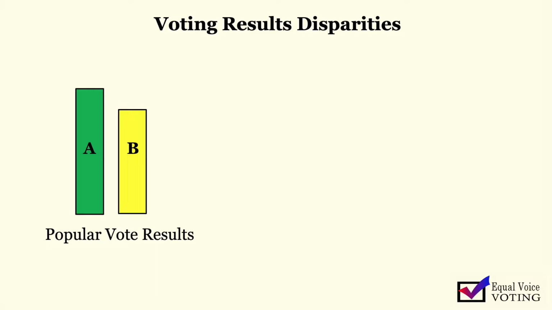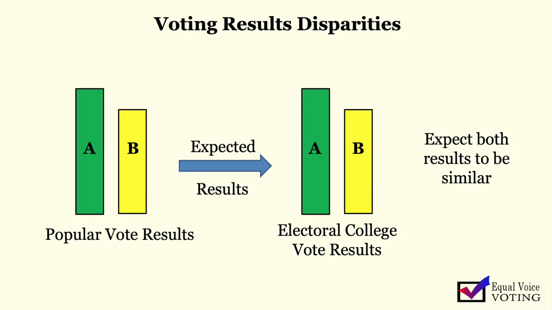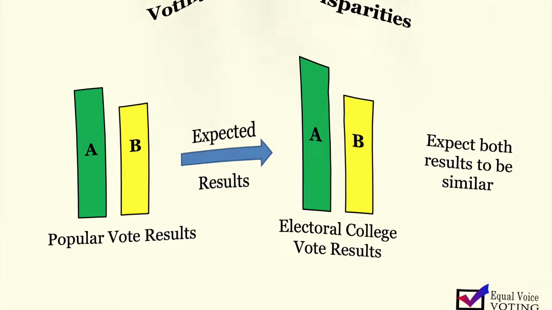Here's a graph showing candidate A got more votes than candidate B. Now it's natural to think that the Electoral College results would be similar. Both of these graph bars are the same height, for example. But let's look at a couple of real-life examples to see what actually happens.